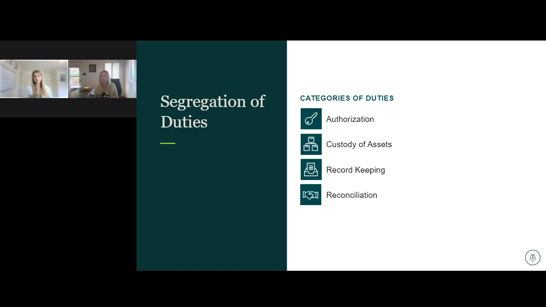Really, the principle of segregation of duties is based on shared responsibilities of key processes that disperse the critical function of the process to more than one person or department. Without segregation or separation of these key processes, that's when you get the risk of fraud or error to occur. And they can just be overall far less manageable without these.